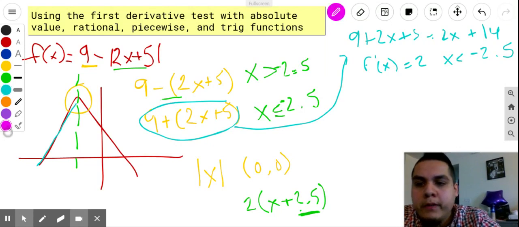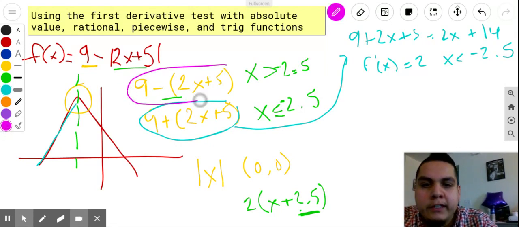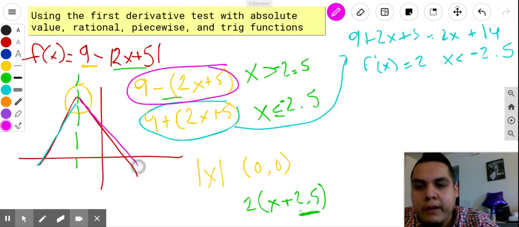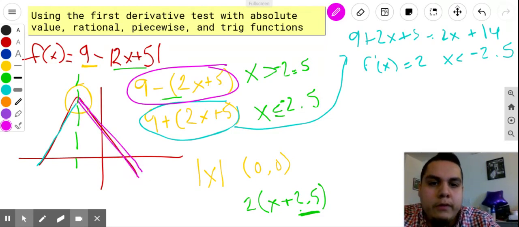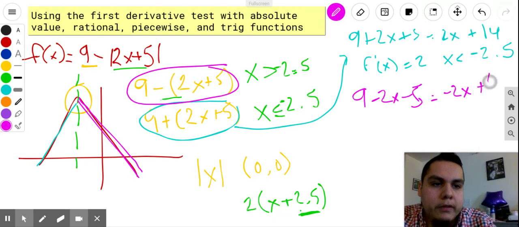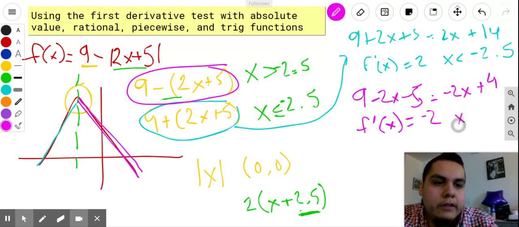All right. Same idea, but now I'm going to take a look at the right side of the graph, this one, which is this part of the graph right here. So 9 minus 2x minus 5 would equal negative 2x plus 4. So then f prime would equal negative 2 when x is greater than negative 2.5. And I have to go back because I did not write this carefully.